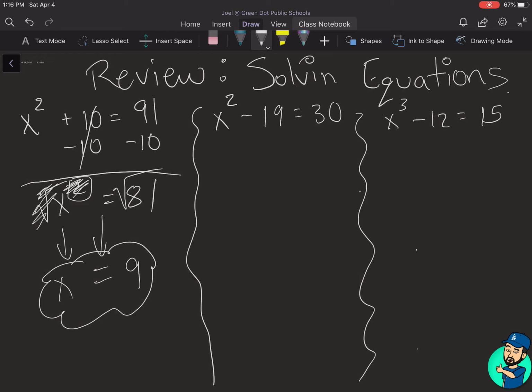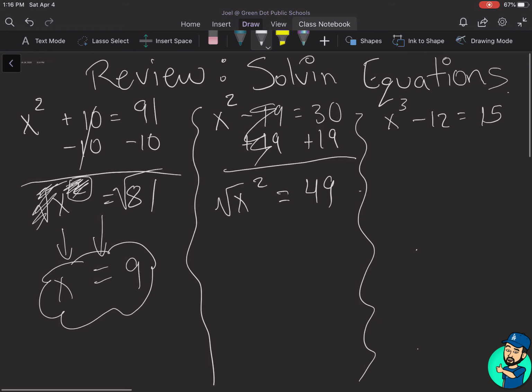Now in the center, I'm going to add 19 to both sides. The negative 19 and the positive 19 cancel out. I'm going to bring down the x squared and the equal sign. 30 plus 19 is 49. Again, we got to use the square root. The square root will cancel out the squared. Bring down the x and the equal sign. The square root of 49 is 7, because 7 times 7 equals 49.